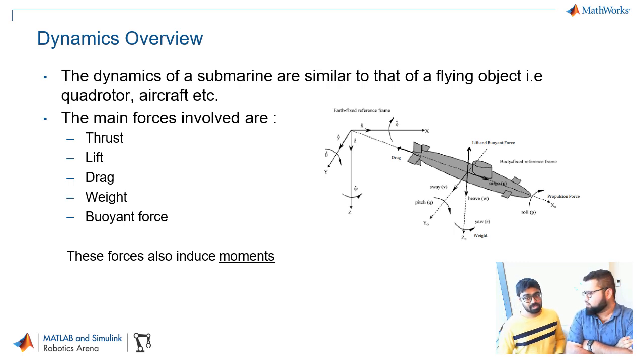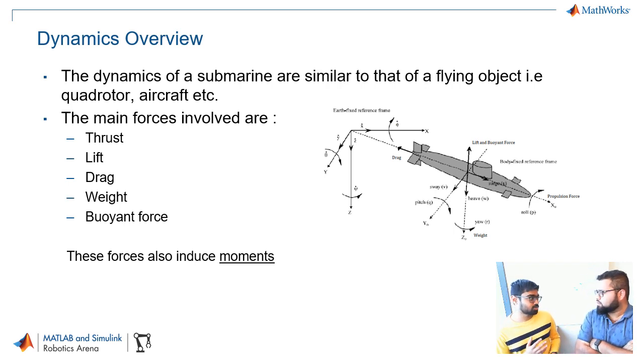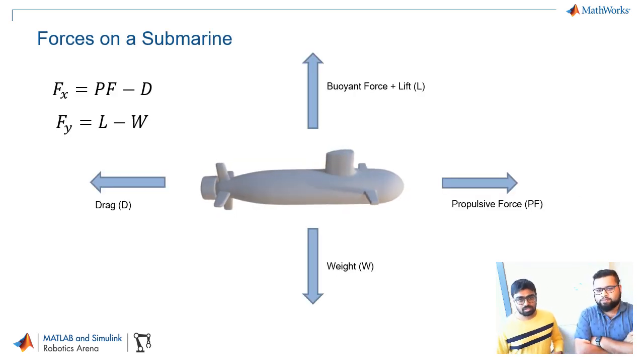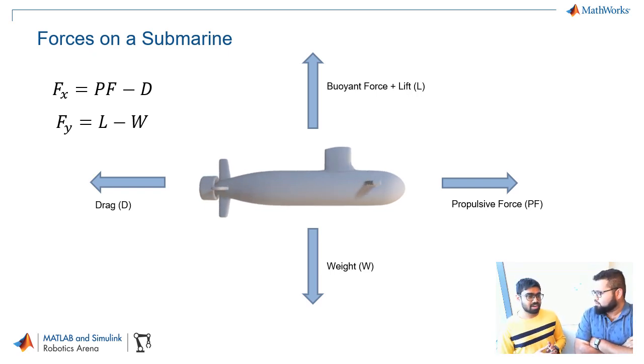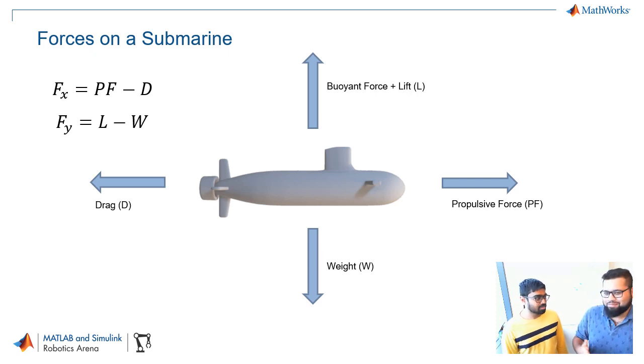Let's take a look at the dynamics of a submarine. The dynamics of a submarine are quite similar to those of an aircraft. Gotcha. And as in an aircraft, the main forces are thrust, lift, drag, weight, and buoyant force. Also, one important thing is that, just as in an aircraft, all these forces can induce moments, which can rotate the submarine about all three axes. As we discussed, the buoyant force and lift move the submarine upward, meaning they act in the upward direction. The propulsive force acts in the forward direction where the submarine is moving, and the drag acts opposite to that. Then we have the weight, which pulls the submarine down. This is a typical free body diagram of any body in space, right?